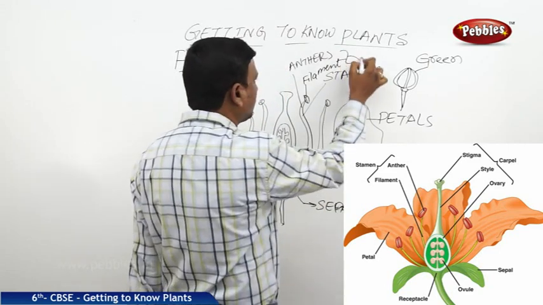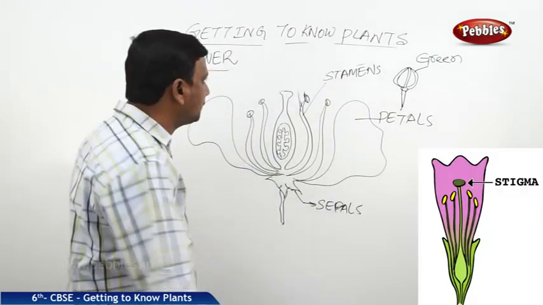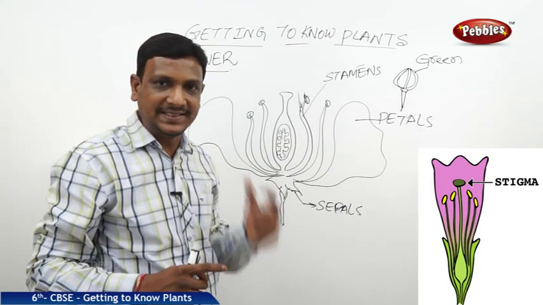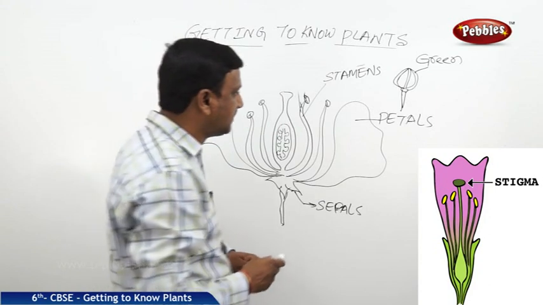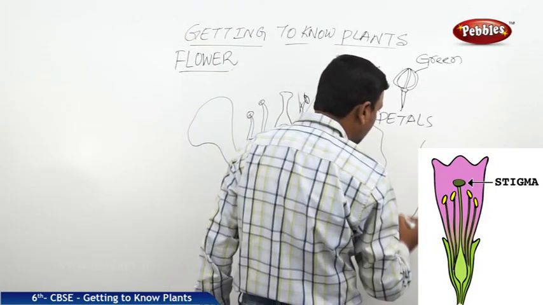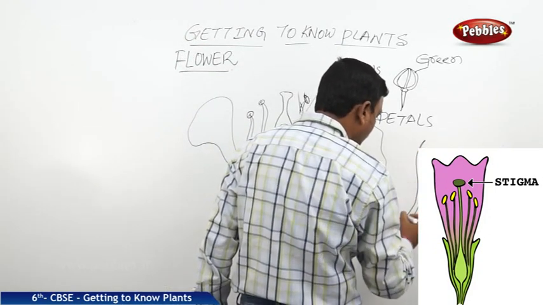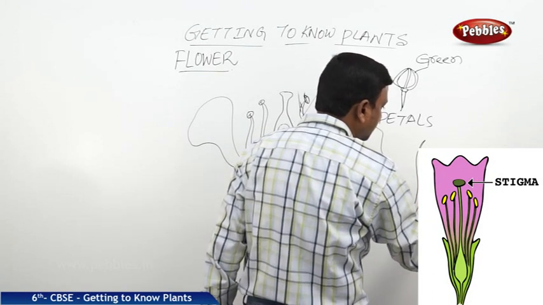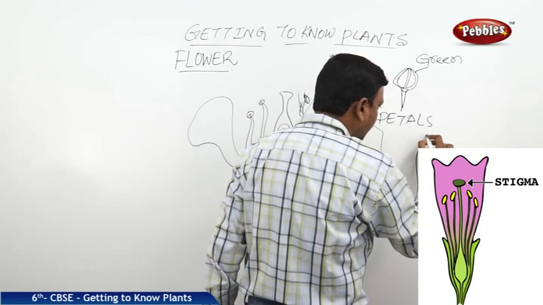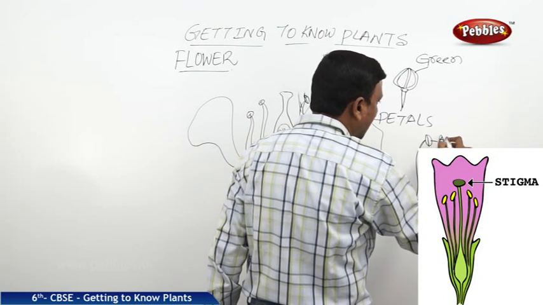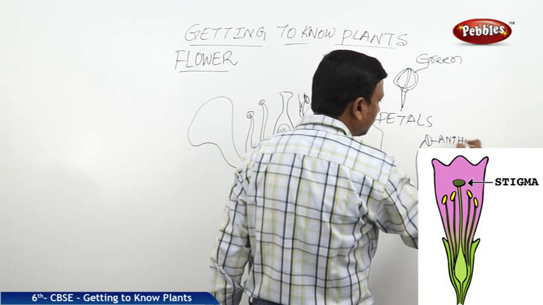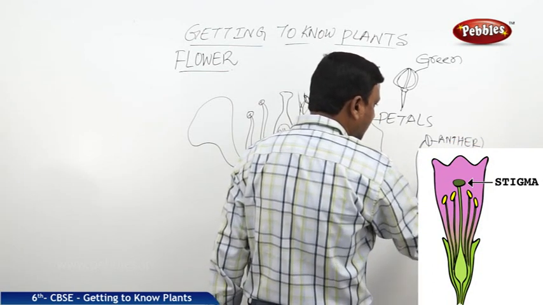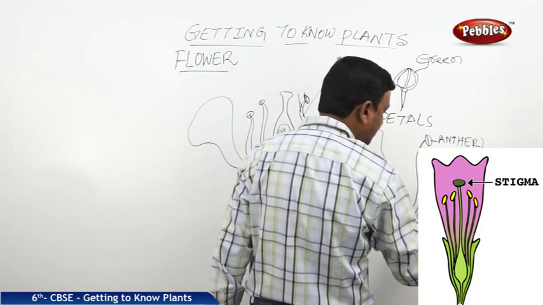Anther and filament together are called stamens. So this stamen has two different parts. Each stamen is made up of two parts. Let me draw over here. So this is the filament part of the stamen, filament, and above the filament you find the anther. So together, anther plus filament, together you call it a stamen.